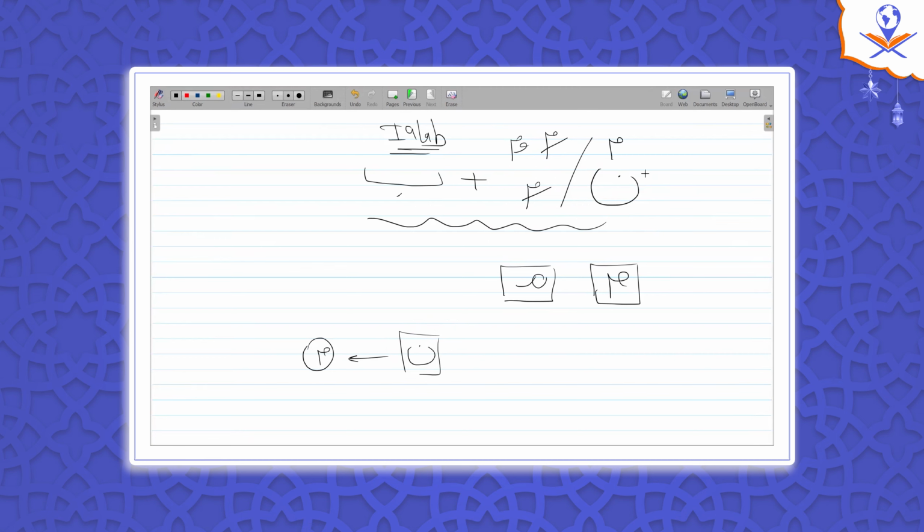So again, if we have noon ساكنة or tanween with these forms, and the letter that comes after noon or tanween is باء, we have to convert noon or tanween into meme. What if there is no meme on top of the noon, but there is a bar after? No. You have to find the sign of it.